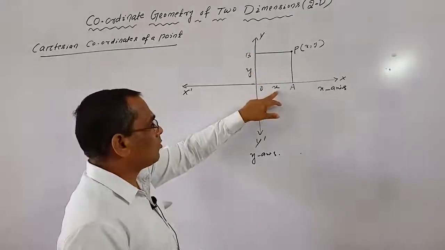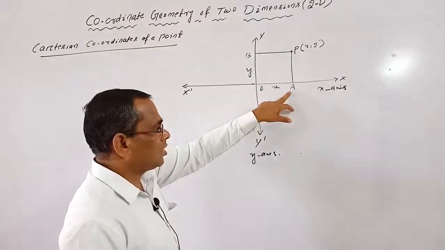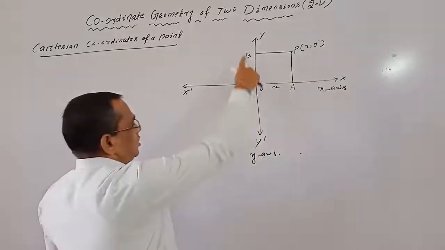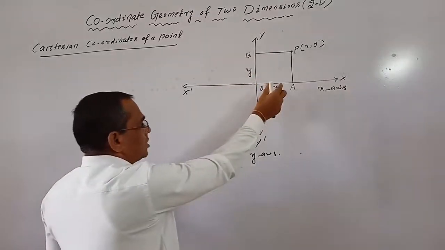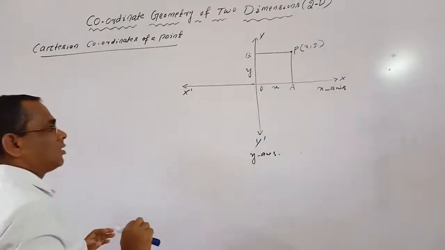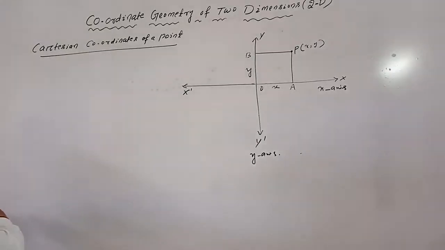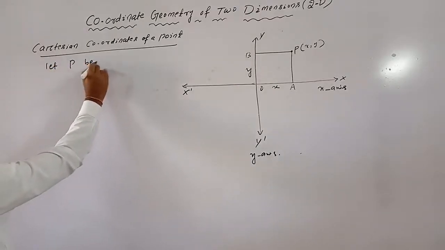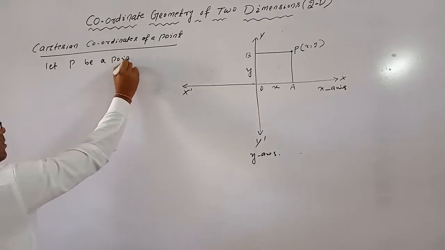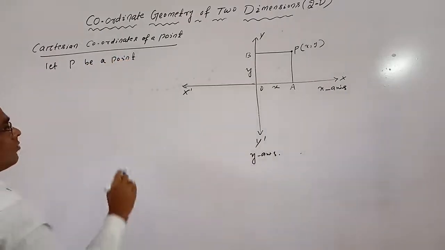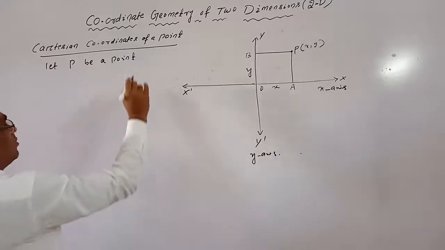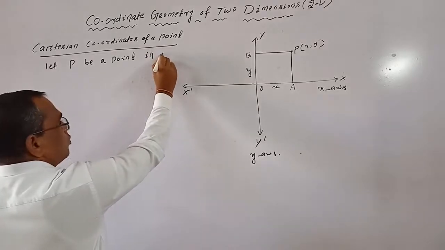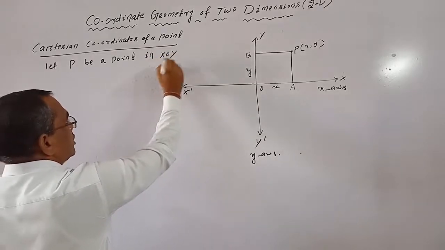So what distance from origin in the direction of x-axis, let it be counted, and what distance from origin in the direction of y-axis. Okay, this distance measurement is known as coordinate of that point P. Okay. Now we write these things. Let P be a point in x y plane, in the coordinate plane.